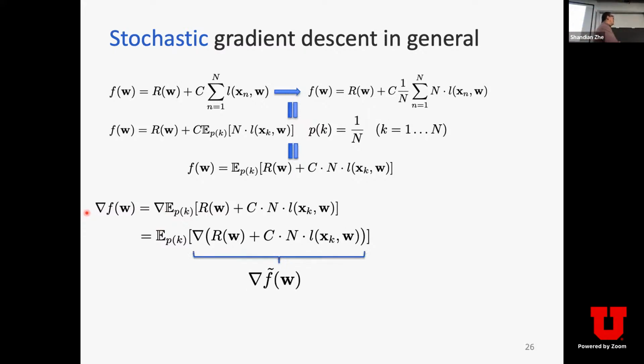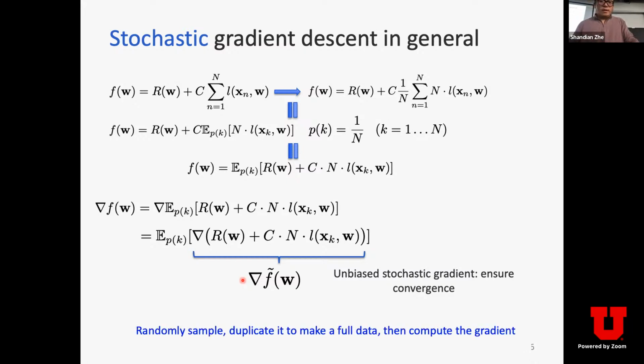So we call this stochastic gradient an unbiased estimate of the true gradient. Why? Because if you take the expectation of the stochastic gradient, it will be equal to the true gradient. And then there's a set of beautiful theories telling us that if you use an unbiased stochastic gradient to perform gradient descent, then as long as your step size satisfies some conditions, with probability 1, your stochastic gradient descent will converge to some local minimum or optimum of your objective function.